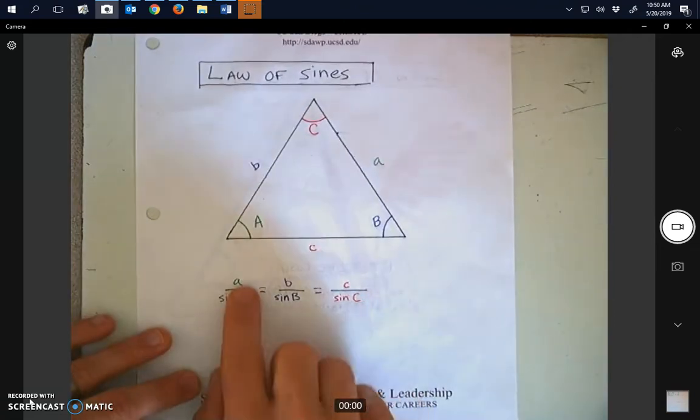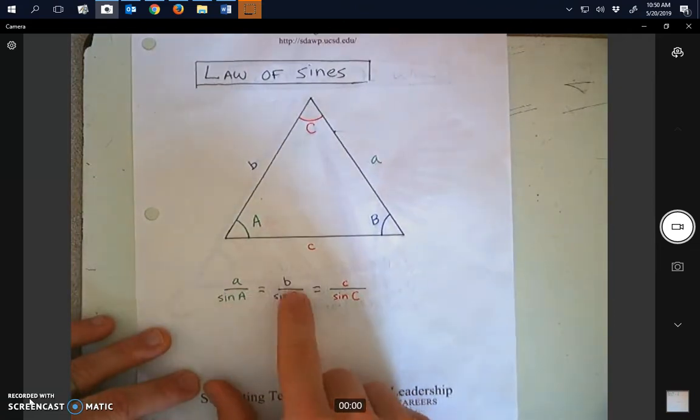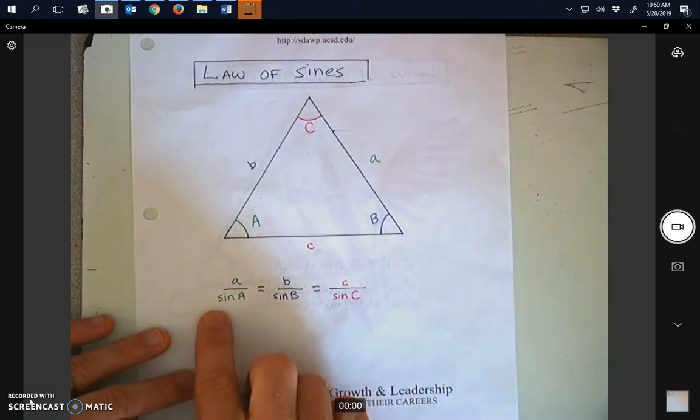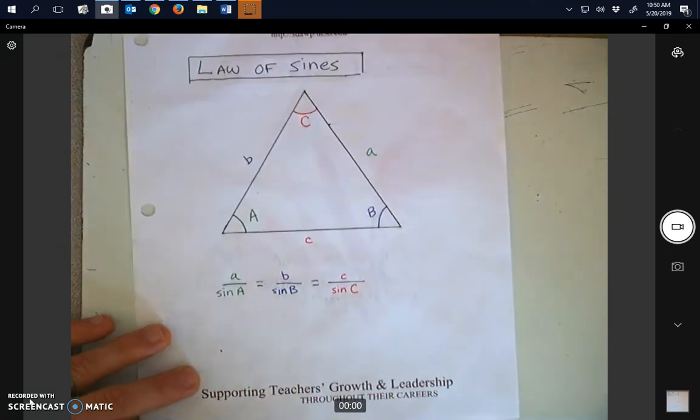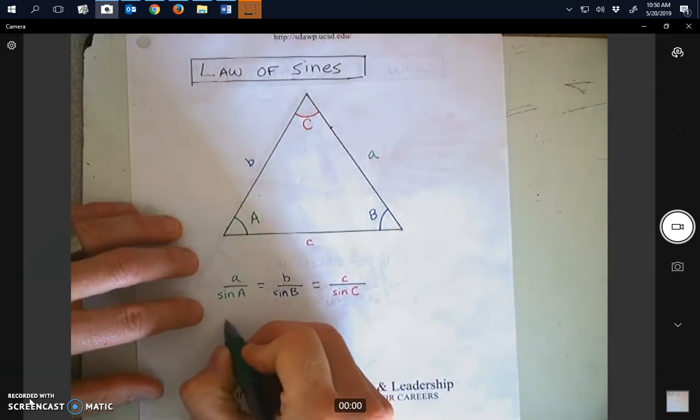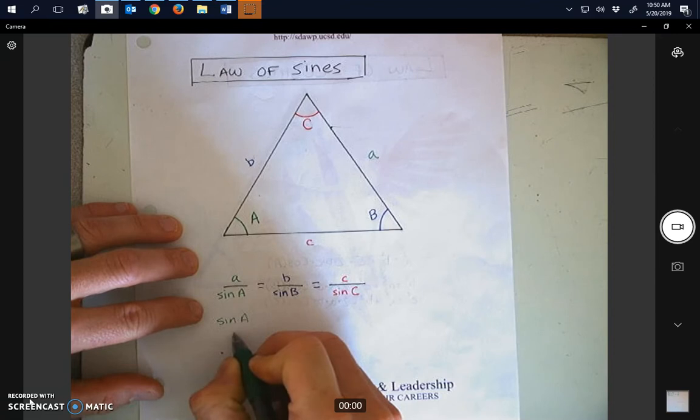And the equation down here, you can see A is over sine A, B is over sine B, C is over sine C. The thing that matters the most is that wherever you have your angle, if your angle is in the bottom, it needs to be the same all the way down. I could rewrite all of these as the inverse, or reciprocal. Sine of A over A.